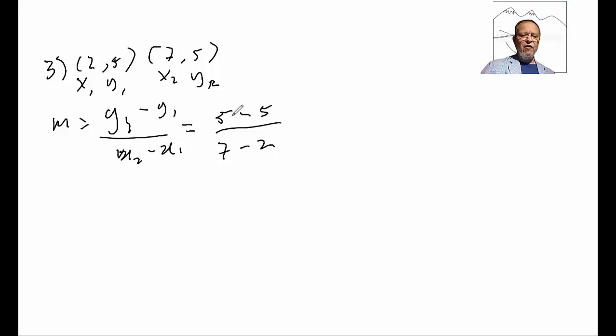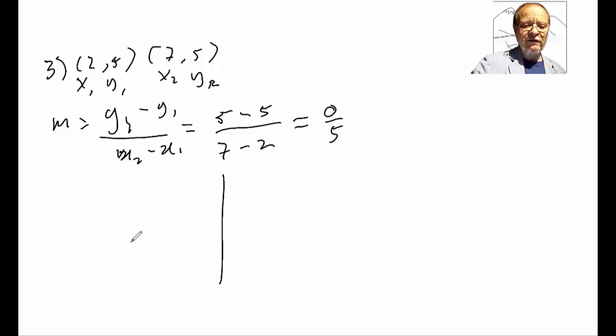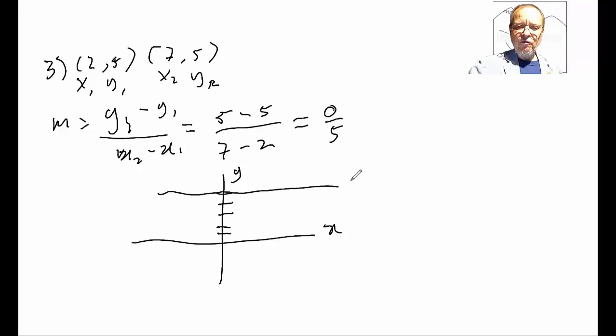Now notice that 5 minus 5 is 0. Uh-oh, what's going on there? And then over 5. Oh, there must be something wrong. Well, not really. What that means is that we have a horizontal line going through y. So we could draw that. If this is our y-axis, this is our x-axis. 1, 2, 3, 4, 5. So we have this is our line. Y is equal to 5.